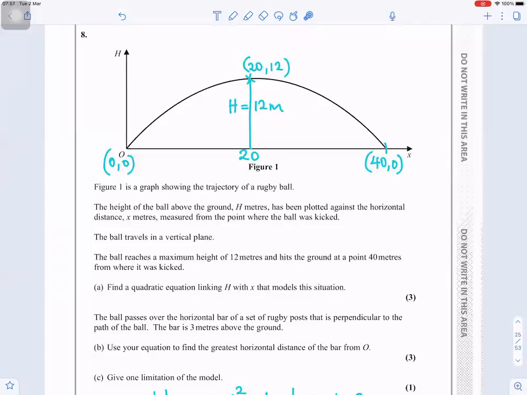Question number 8. Figure 1 is a graph showing the trajectory of a rugby ball. Part A, find a quadratic equation linking h with x that models this situation. So if you look at the graph, we have 0, 0 as the start, the origin. 40, 0 is the point at the end there. And in the middle, we have 20, and the maximum height is 12. We have 20, 12, and this height is 12. We want to find a quadratic equation linking h and x.